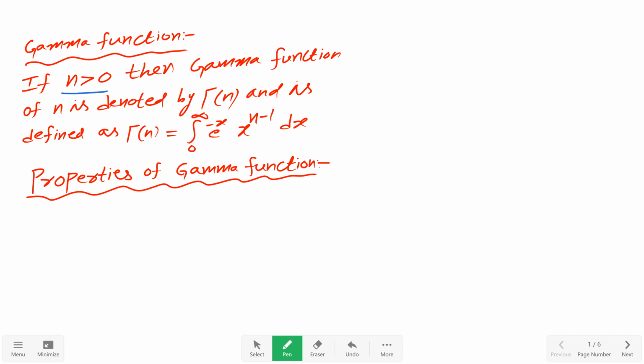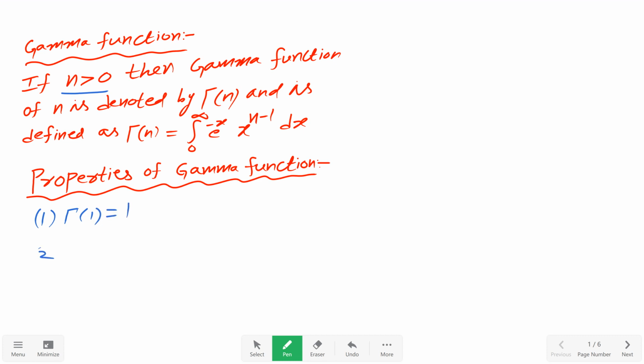Now we have to know the properties of the gamma function. We just have to know the statements of the properties of the gamma function. We will not prove them. The first important property of the gamma function is gamma of 1 is equal to 1.